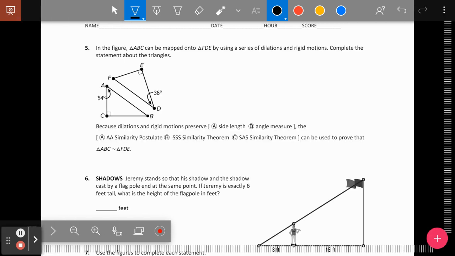All right. This one is saying, okay, dilation is going to change the size, but not the shape. And so dilations preserve angles. Angles, remember, when they stay similar, angles stay the same. And so therefore we could prove similarity by angle.